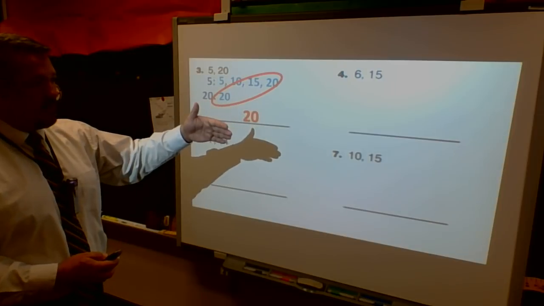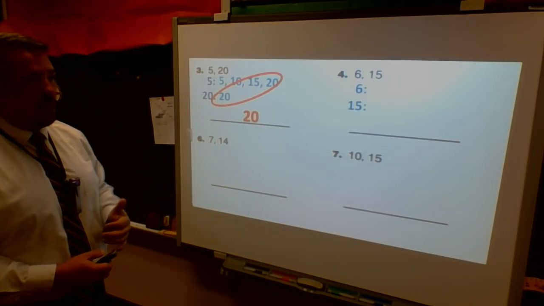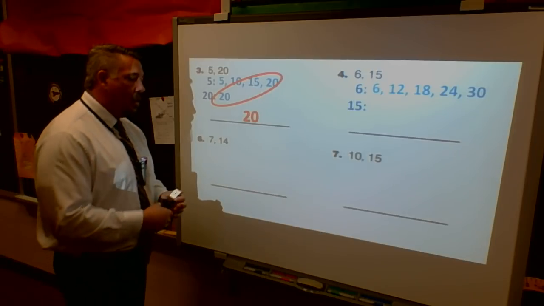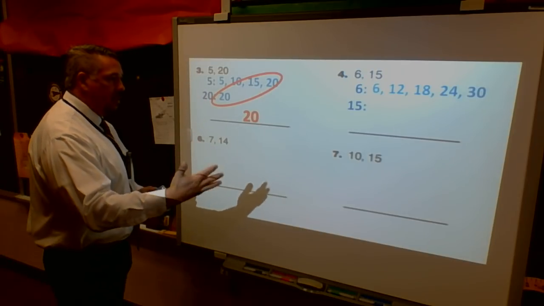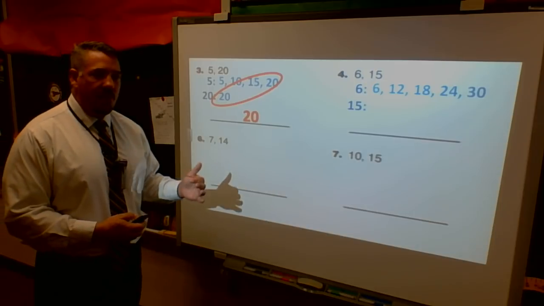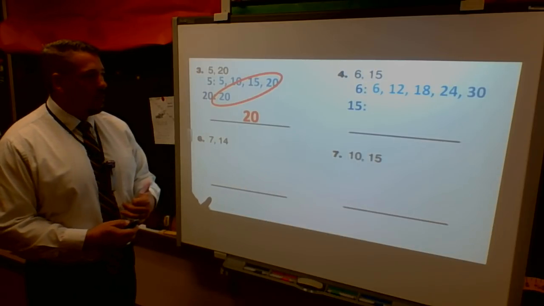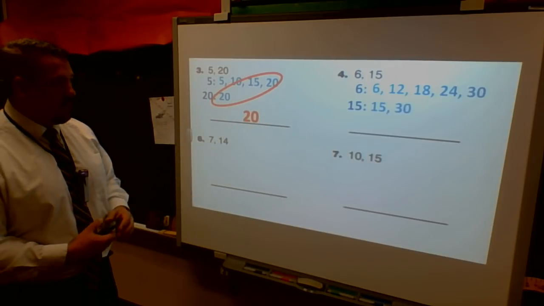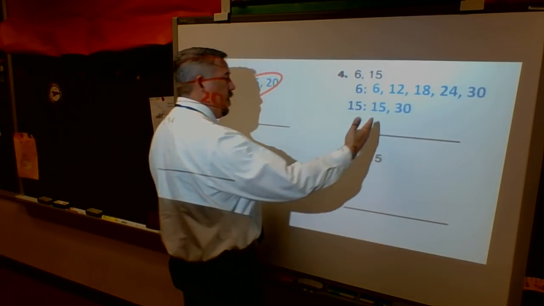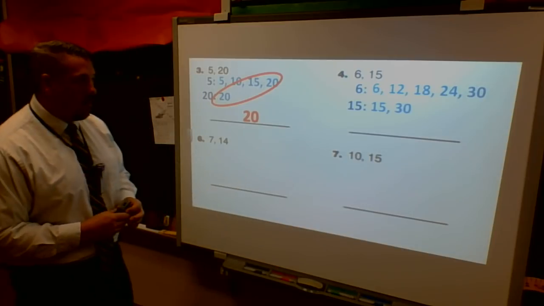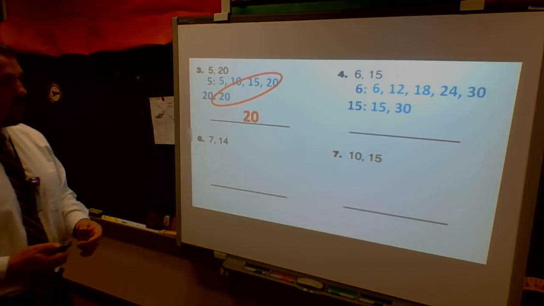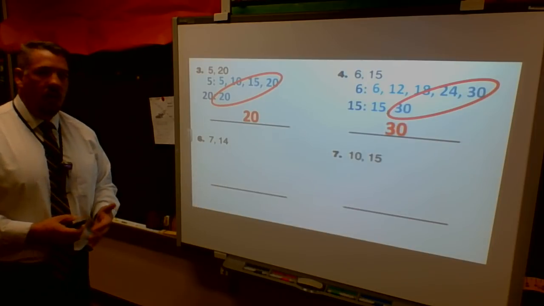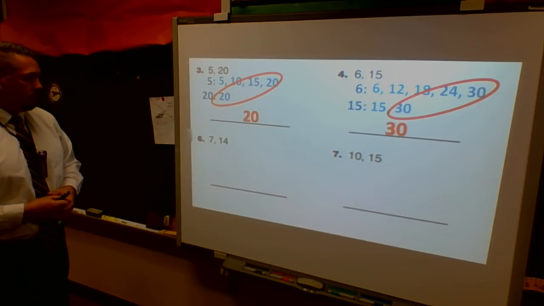When I do 6 and 15, I do my multiples of 6 and my multiples of 15. When I do my 6, I have 6, I have 12, I have 18, I have 24. Now when I did 15, I saw that 24 is not enough. I had to go out again, and so 6 times 5 is 30. When I do my multiples of 15, then I only have to go out 2. My smallest one they both have in common is 30. So 30 has to be my least common multiple.